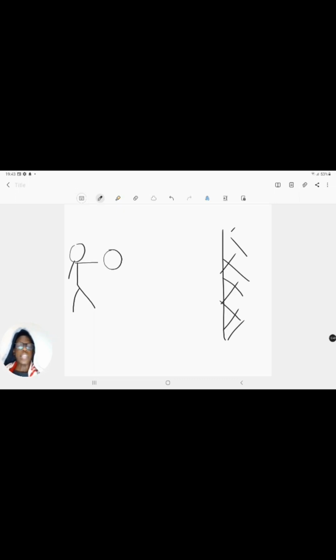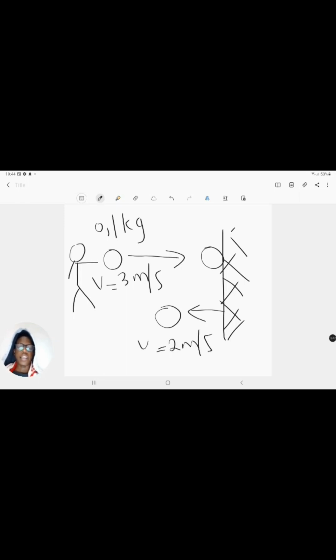who throws a tennis ball. Let's say this tennis ball weighs 0.1 kilograms, and it is moving at a speed of, let's call it, 3 meters per second. It's moving towards the wall, gets to the wall, hits the wall, bounces off the wall, and as soon as it bounces off the wall, it has a velocity of 2 meters per second.